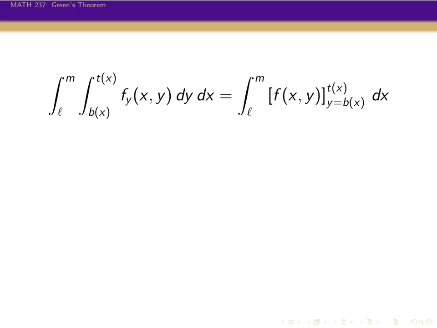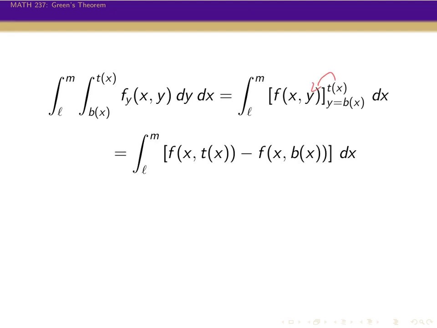If we plug those in, we get the integral from L to m of f of x comma t of x going in for y, minus f of x comma b of x going in for y, dx. This looks very familiar, except here the b's and the t's are flipped from what we had before. If the b's and the t's are flipped, this must be the negative of that contour integral that we got before. So this is where the minus sign is popping up.